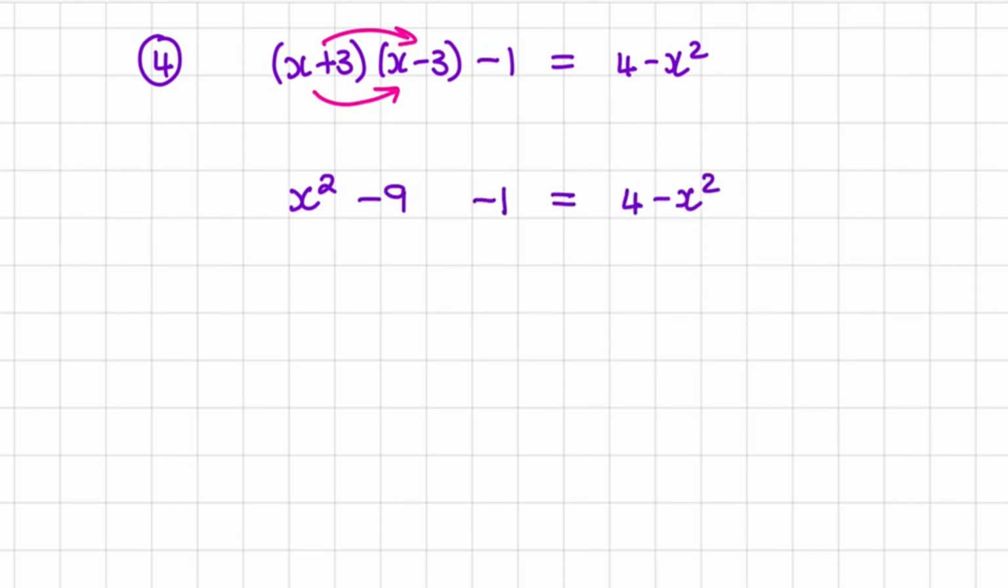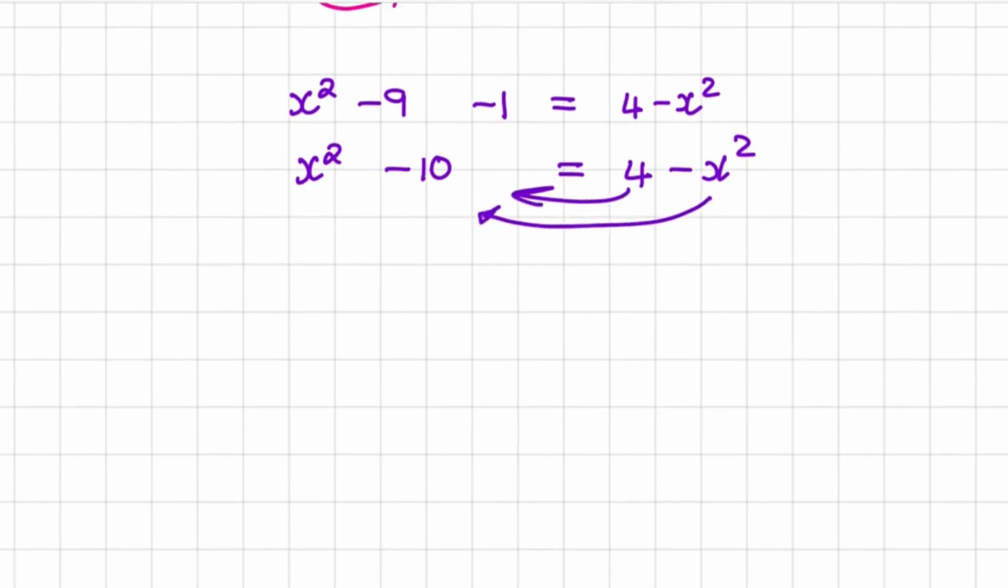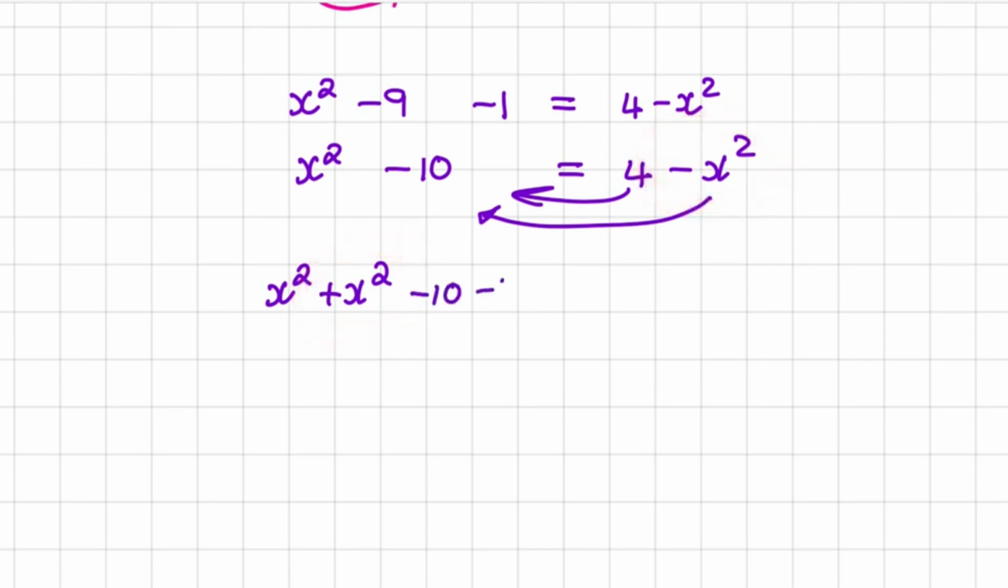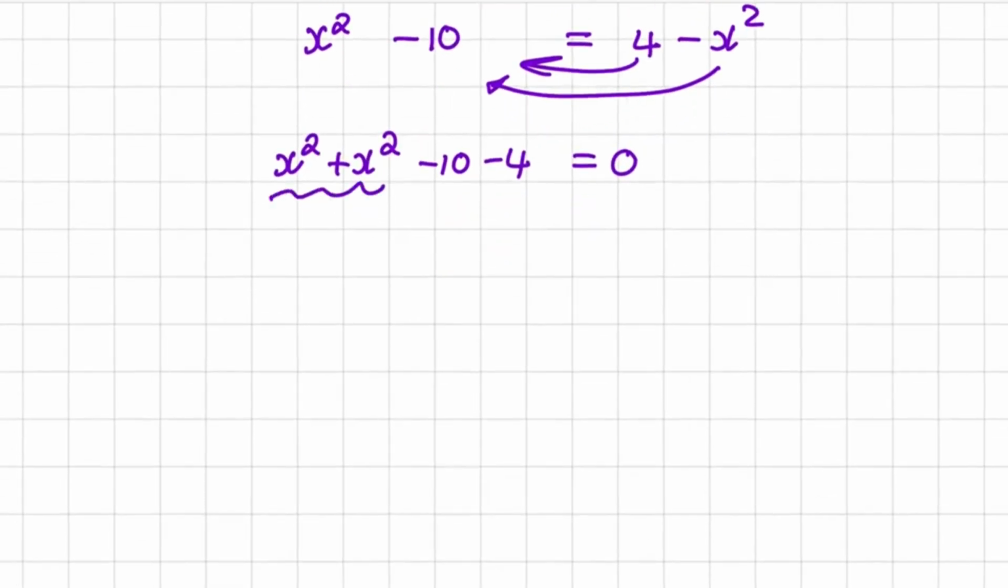minus x squared. Now what you can do is you can add up like terms. So you'll have x squared minus 10 on the left and 4 minus x squared on the right. And what I would like to do is move all the terms to the left hand side. So I have x squared plus x squared. So moving this negative x squared becomes plus x squared. Minus 10 minus 4 equals 0. And if I add like terms together, I have 2x squared minus 14 is equal to 0.